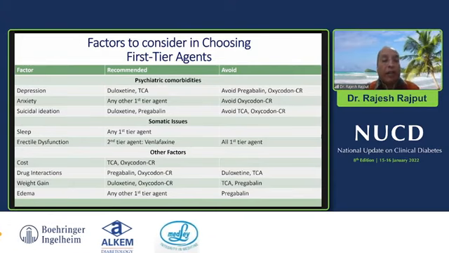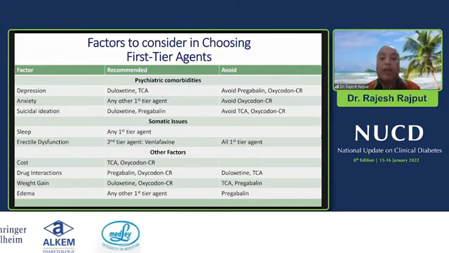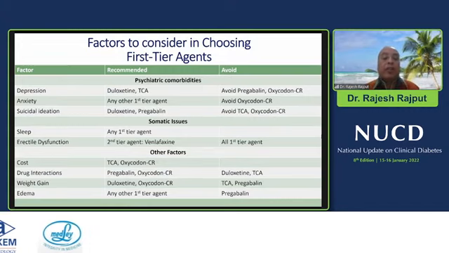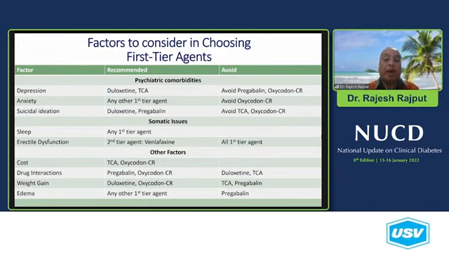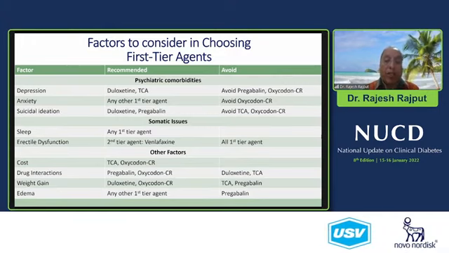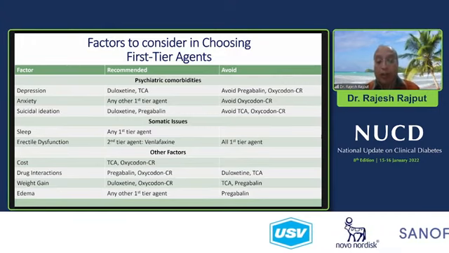For drug-to-drug interaction, which are minimum with pregabalin, a large number of drug interactions are seen with duloxetine and TCA. Weight gain and edema are important issues, and for these, pregabalin has to be avoided.